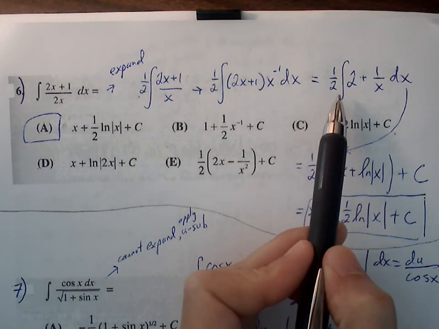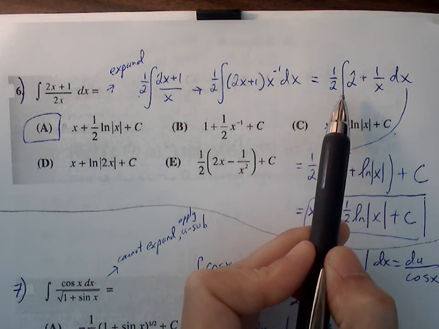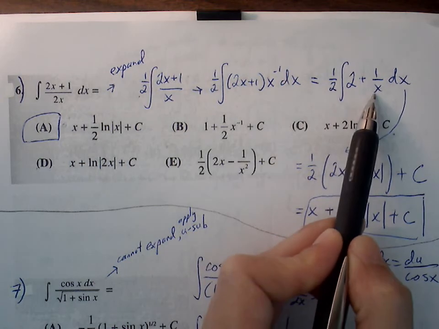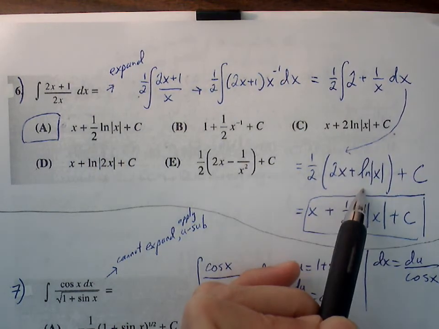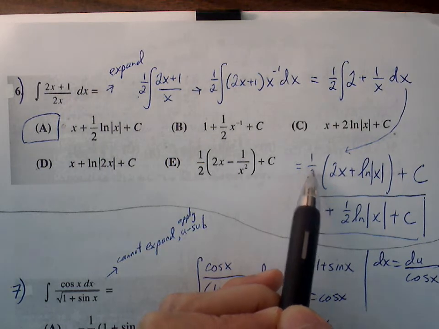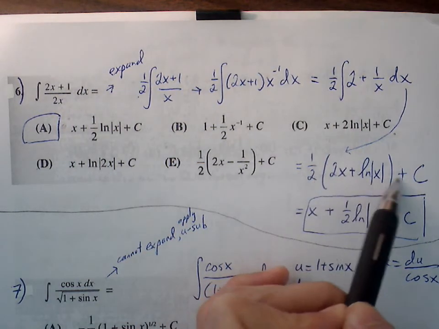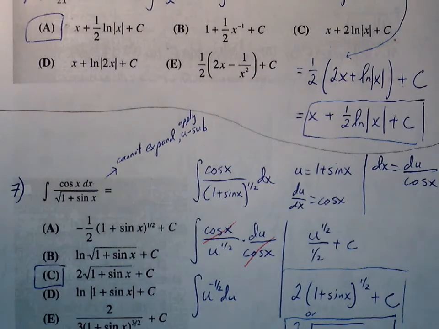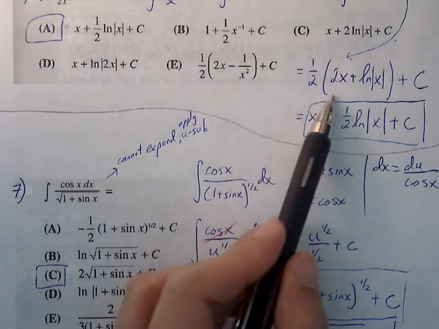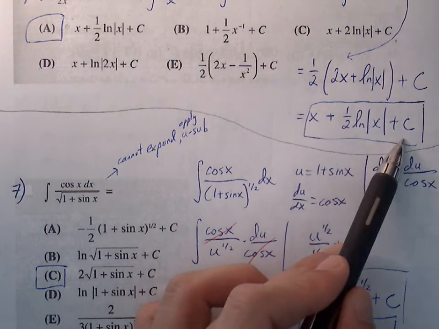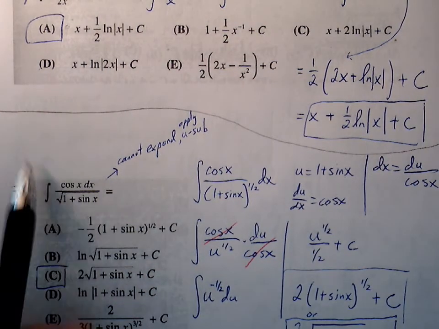So let's observe and decide which rule we're going to apply. For 2, we can apply power rule. 2 becomes 2x. 1 over x becomes natural log of absolute value of x. The 1/2 is still sitting out in front. It's going to have to distribute through the parentheses. We have a plus c involved in our answer. And now we have 1/2 times 2x, which is x, and 1/2 times natural log absolute value of x plus c. Answer choice A.